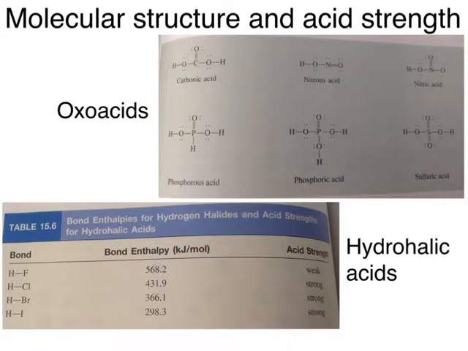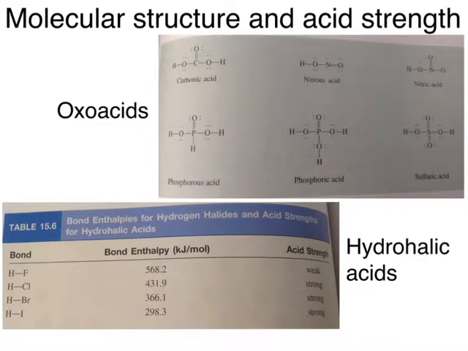Welcome to Monochemistry. Today we're going to look at the molecular structure of acids and how that helps determine the strength of the acids. Now remember, there's two major groups of acids that we're going to look at here. There's oxoacids, and there's also another group called binary acids, but more specifically we're going to look at the hydrohalic acids, which are basically, as you can see here, the group 17 nonmetals attached to a hydrogen. Those are the halogens, so hydrohalic acids comes from that.